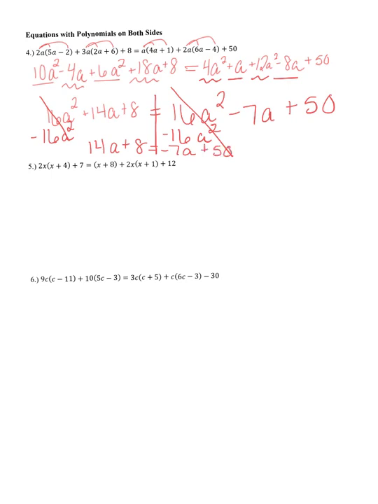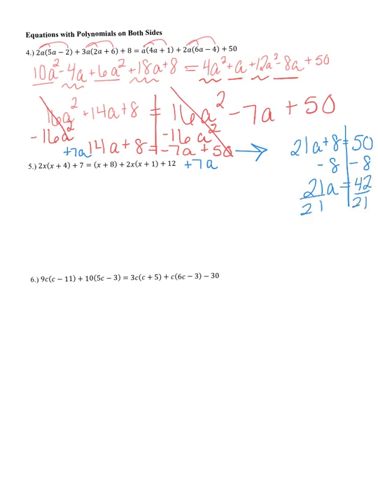And now we have a linear equation which we know how to solve. So I'm going to write this in a different color. We're going to go over here. So the next thing I want to do is add 7a to both sides. So that's going to give me 21a plus 8 is equal to 50. And I can go ahead and subtract 8 from both sides. So that gives me 21a is equal to 42. Divide by 21, and a equals 2.